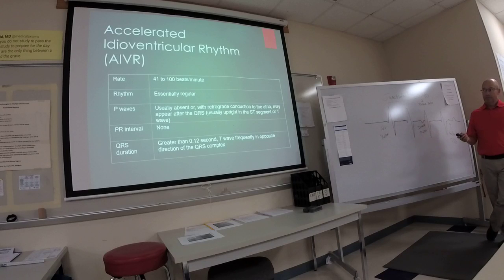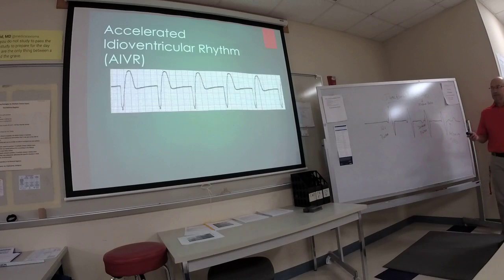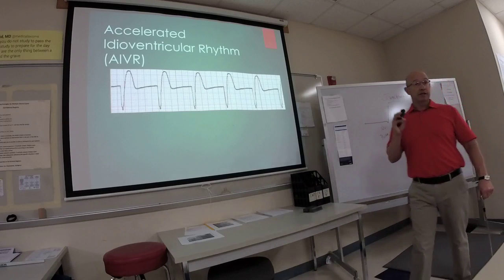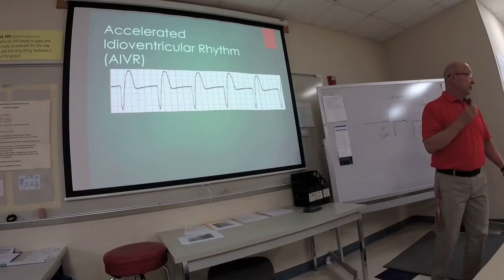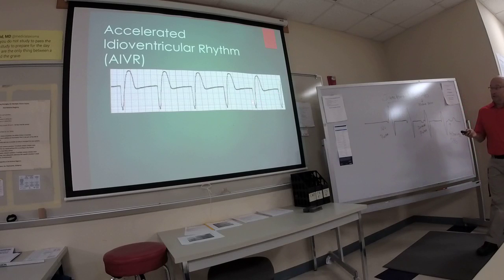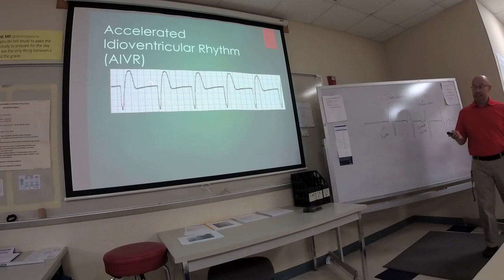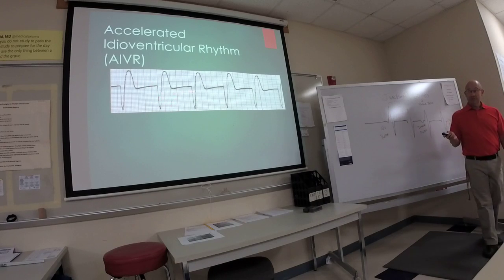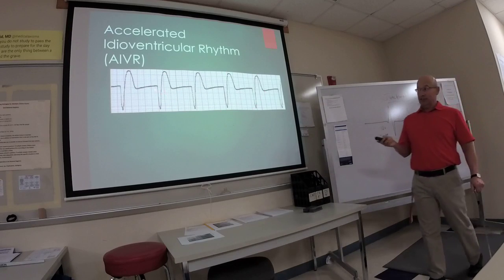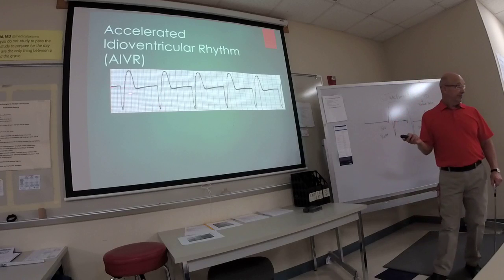Accelerated, what does that mean? Faster. Yeah, it's going to be faster than 40, right? You have to remember the intrinsic firing rates of the SA node, the AV node, and the ventricle. Because accelerated just means it's going to be faster. So this is at a rate of what? 50. Okay? It's not junctional because of the rate. Again, it's not junctional because of the rate and the wide QRS complex.